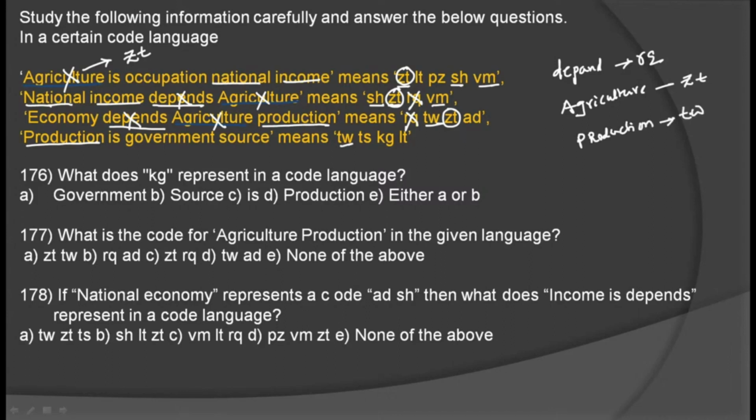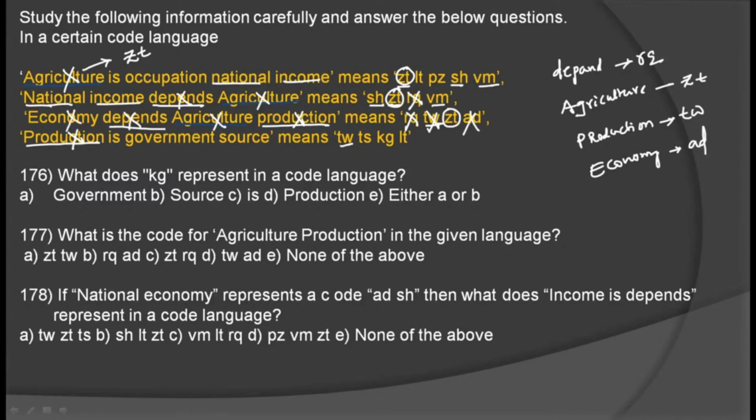TW is the next one. So we're done with production. If we're done with production as TW, economy is coded as AD. Economy is coded as AD. Now we're done with the economy.